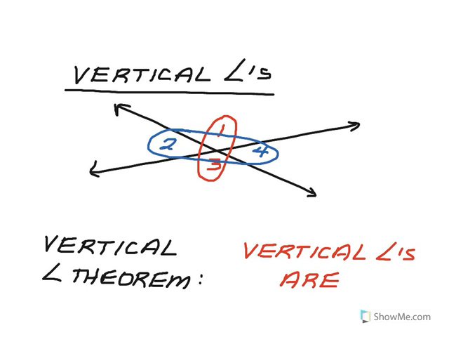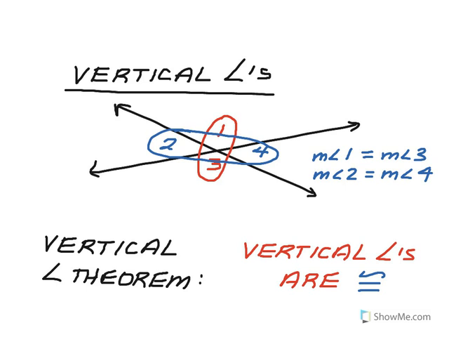And the big news is that vertical angles are congruent to each other. So in this case, the measure of angle 1 is equal to the measure of angle 3. And whatever the measure of angle 2 is going to be equal to, or congruent to, the measure of angle 4. So that's vertical angles, and vertical angles are always congruent.